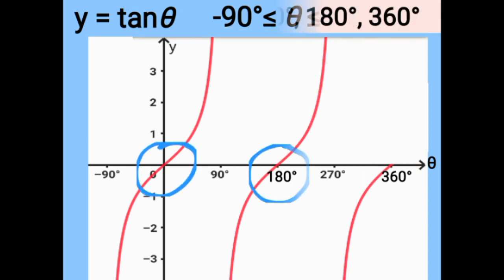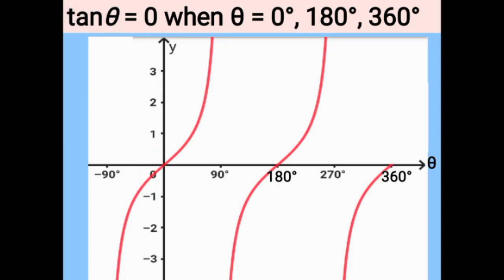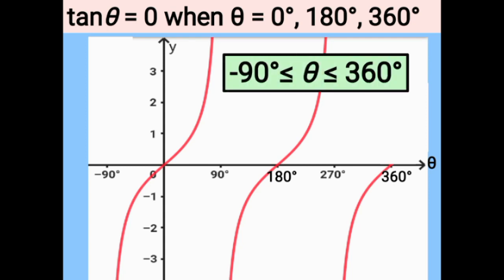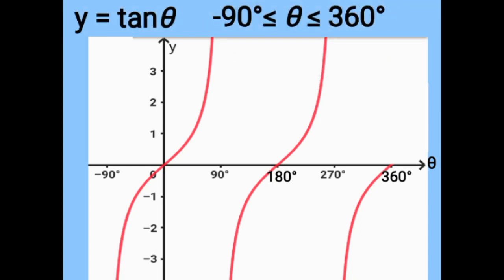Since this is the graph of y equals tan theta, we could say tan theta equals 0 when theta equals 0 degrees, 180 degrees and 360 degrees. Remember, there are more values for theta, but here I only show the values for the range theta is greater than or equal to minus 90 degrees but less than or equal to 360 degrees. Now, this graph has no maximum or minimum value.